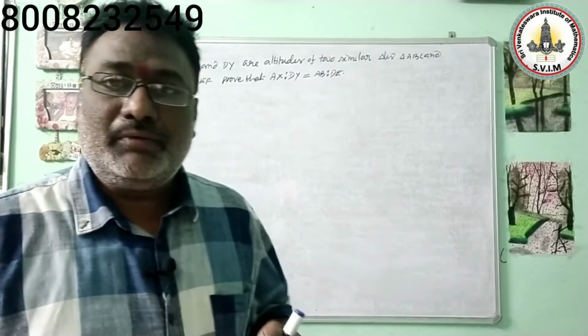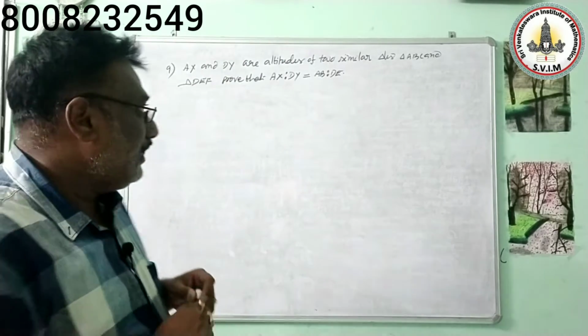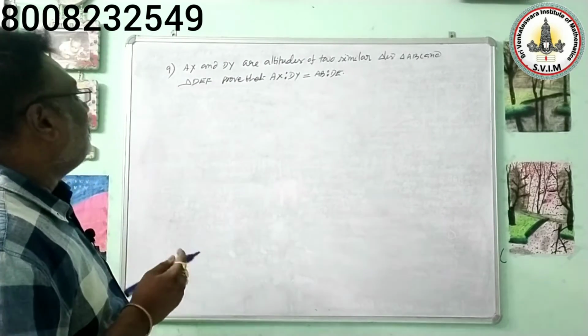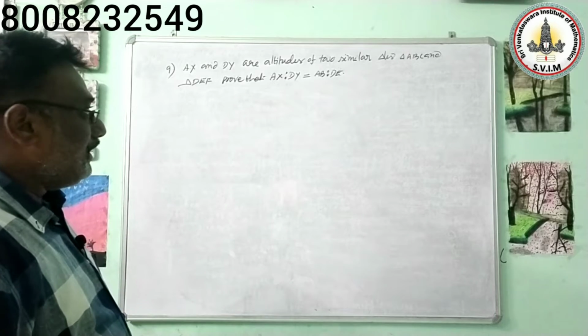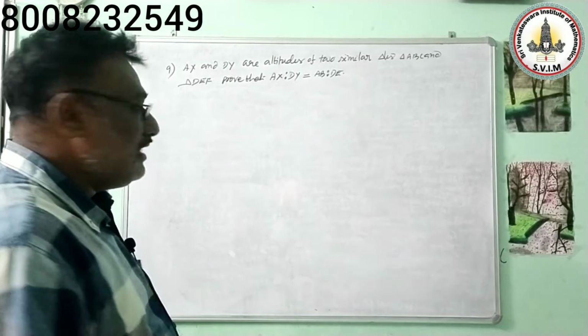Okay, so that problem had been written by me on the board. Let me explain that problem. Listen to me. AX and DY are altitudes of two similar triangles, triangle ABC and triangle DEF.